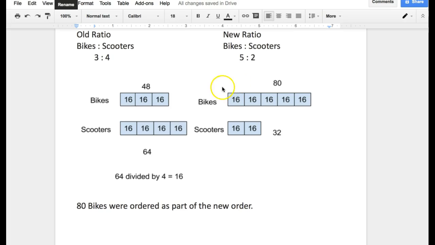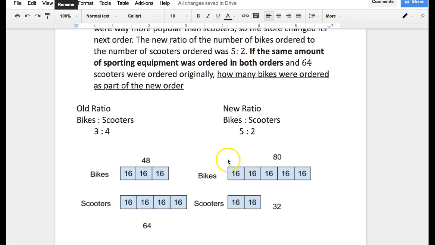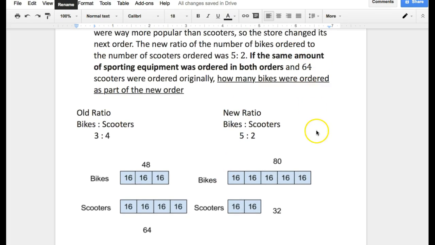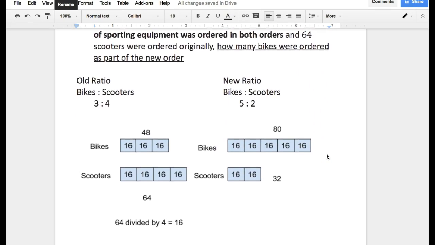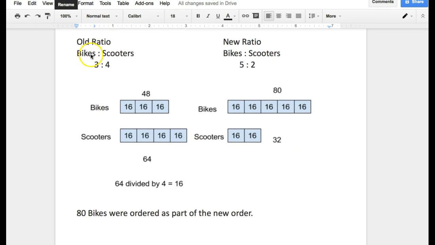Then what they gave us was that there were 64 scooters ordered originally. Originally is the key word there for the old order. These are some language pieces that we need to make sure we understand. So originally refers to the first order, which would be the old order in this case. So our 64 goes to the scooter. I then took 64, divided it by the 4 parts here, and I found that I have 16. So 16 goes into these parts, means 16 also goes into these parts.